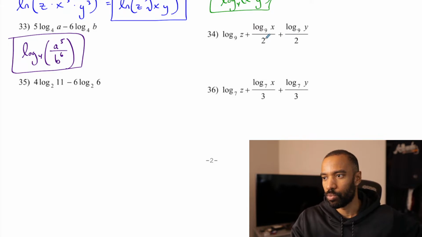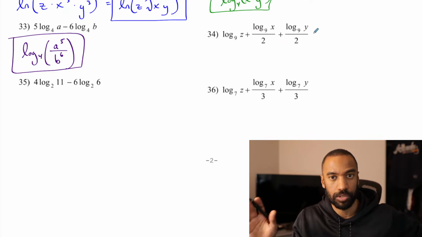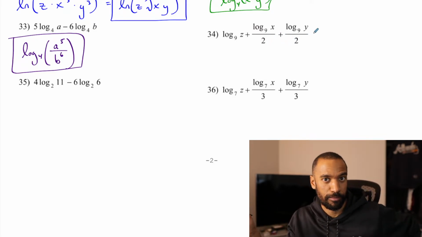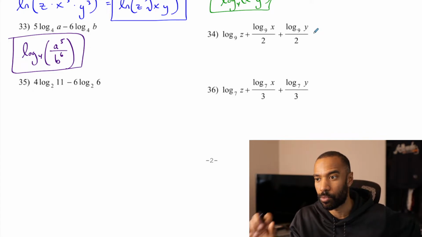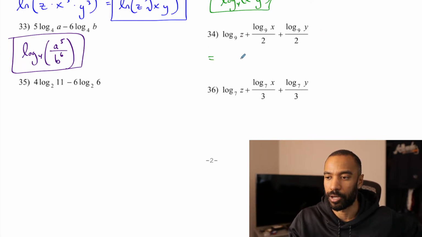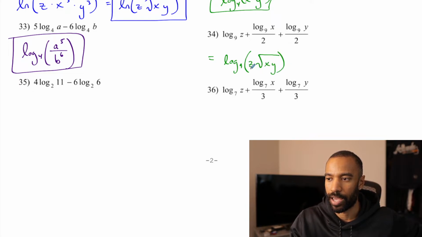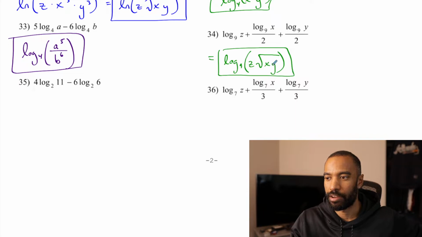Okay, now these divided by 2s means those are both times 1/2, raise to the 1/2 power inside the log. So those are going to be square roots. Let's see if we can do this all in one step here. So this will be log base 9 of z times the square root of x times y. So again, that's because dividing by 2 is times 1/2. Times 1/2 is raised to the 1/2 power, and the 1/2 power is square root of, and both of them are inside the same square root.